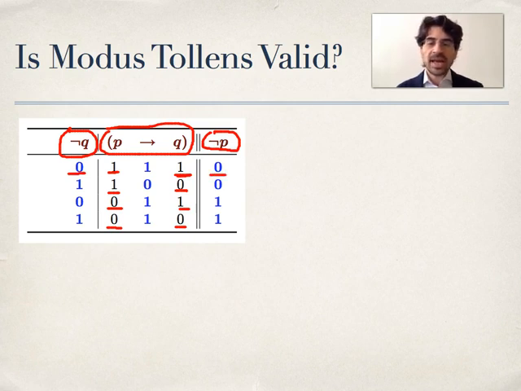In the second line, we assign 1 to P, and therefore we need to assign 0 to not P, but we assign 0 to Q, and therefore we need to assign 1 to not Q. In the third line, we assign 0 to P, and again, we need to assign 1 to not P, but we are assigning 1 to Q, and therefore we need to assign 0 to not Q. Finally, in the last row, we assign 0 to both P and Q, and therefore we need to assign 1 to both not Q and not P.